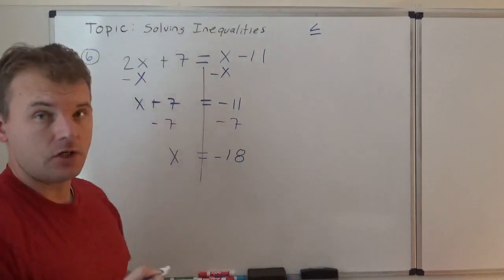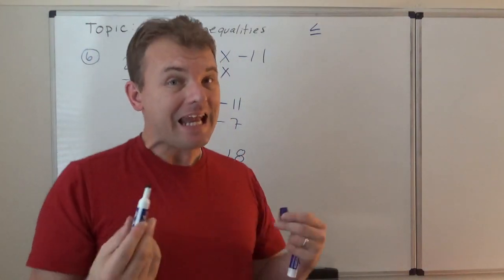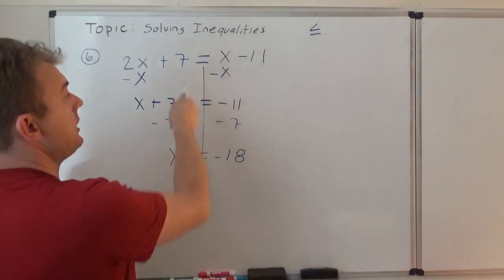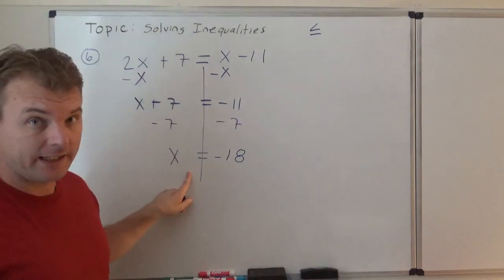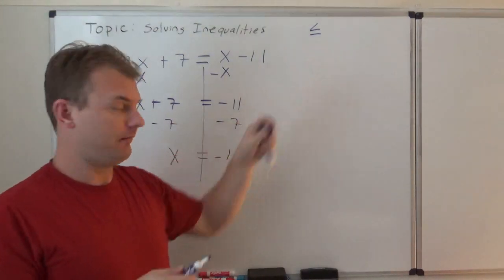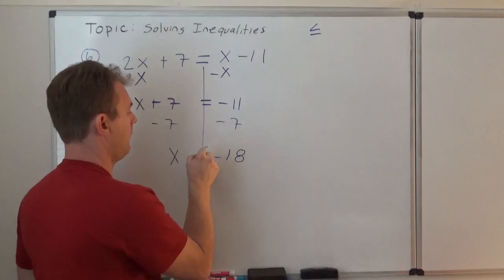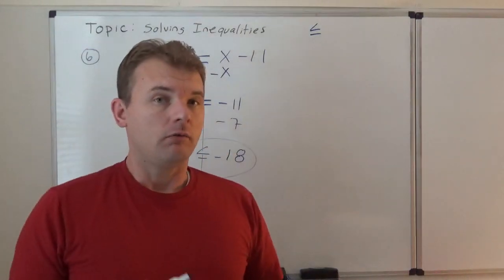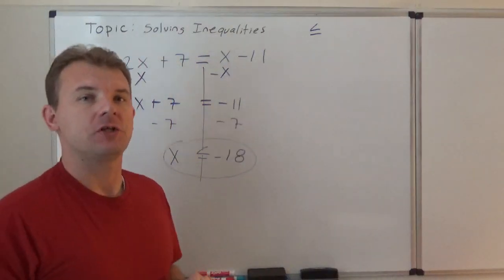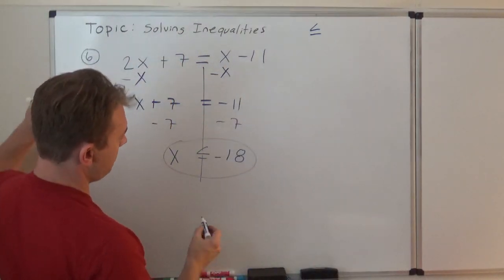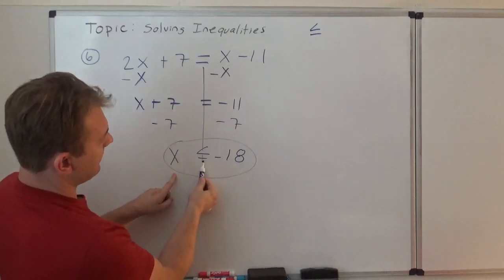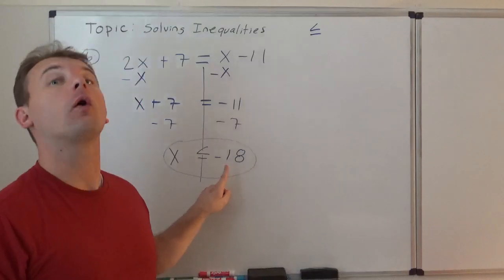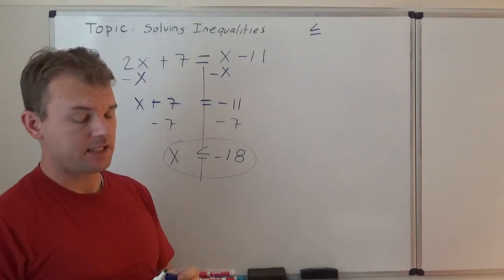I didn't do any dividing or multiplying by a negative, but remember, I told you, if you change that into an equal sign for your answer, put it back. So make sure you put it back. Now, write this as interval notation. So remember interval notation? What numbers are less than or equal to negative 18?